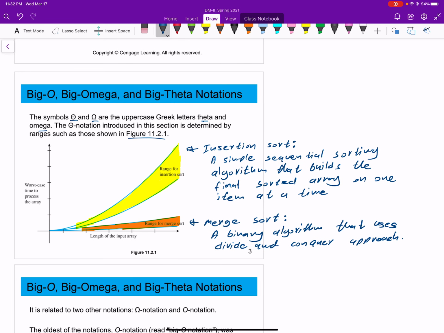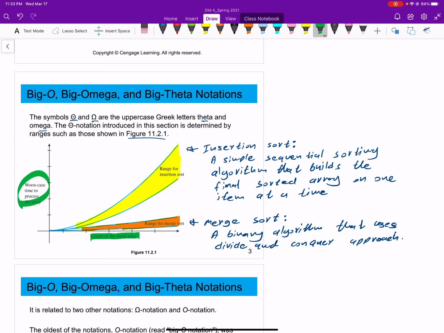Here what we are showing is worst case time to process the array. So let's say you are given an array. You can just consider arrays of different lengths. Okay, for that given length, you can compute the worst case time. Worst case time for processing the array. That means sorting the array.